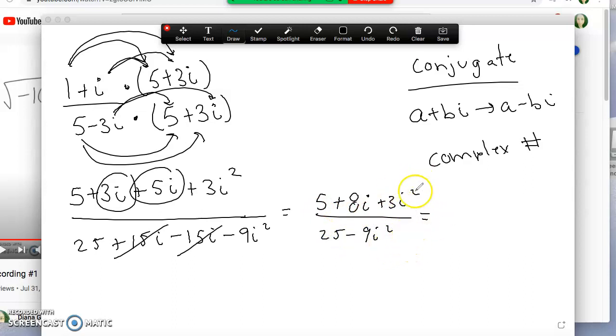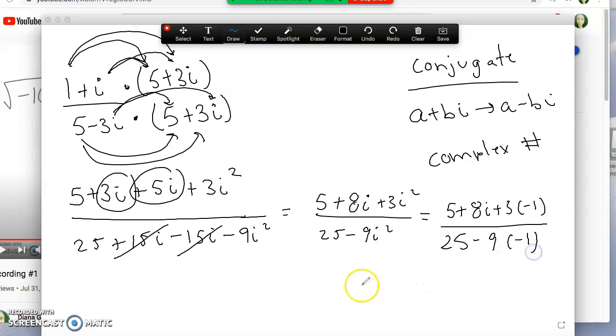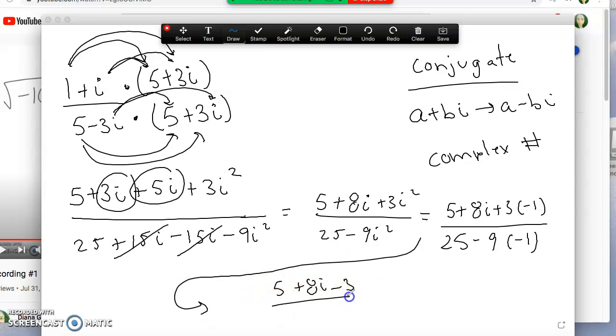I can keep simplifying. This i squared equals negative 1. I can do that in the bottom too, 9 times negative 1. I'm going to go ahead and continue this. So that's 5 plus 8i minus 3 over 25 plus 9. 5 minus 3, I can combine like terms. That's 2 plus 8i over, we have 25 plus 9 in the bottom. That's 34.